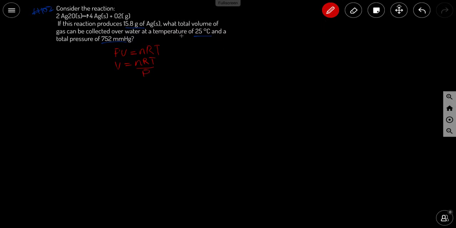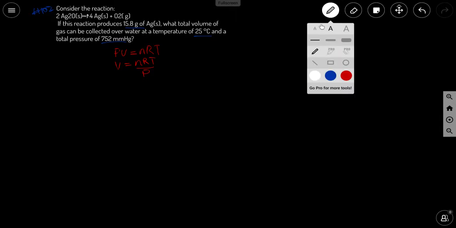So to find all of our information, we need moles, temperature, and pressure. Let's go ahead and solve for all of them. So let's start by finding n, moles. So 15.8 grams of silver. Let's go ahead and convert that to moles.